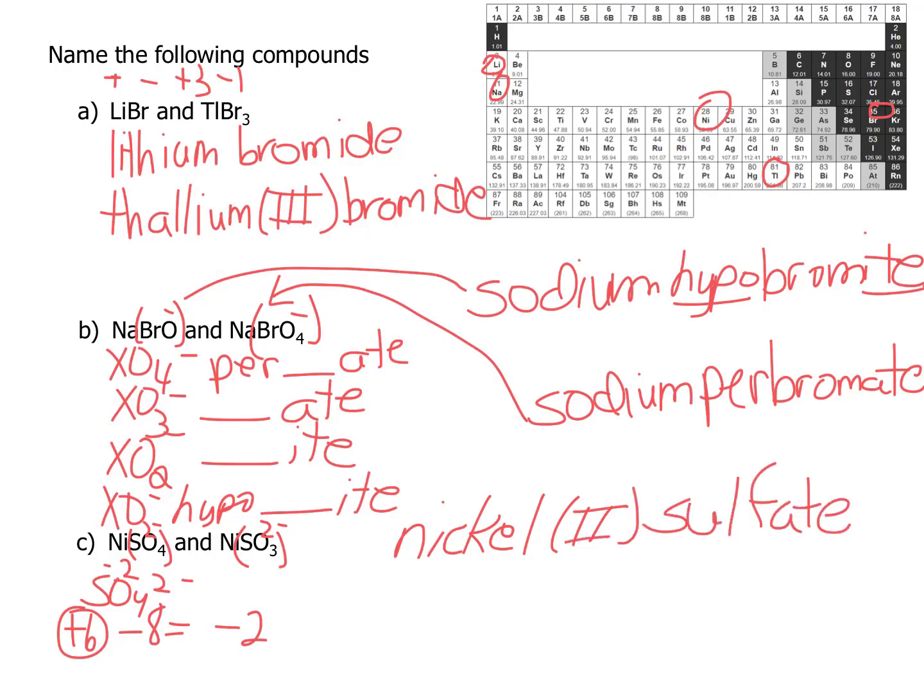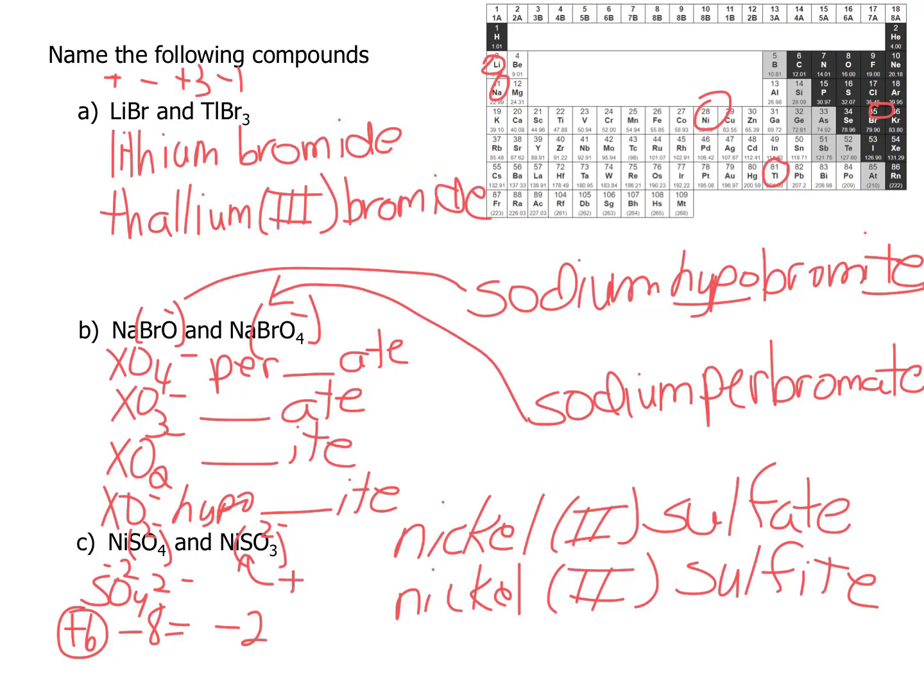I'm sure you can guess that the other one is going to be nickel(II) sulfite, and that is because it has 1 less oxygen, so that means the sulfur's oxidation state is going to be +4 instead of +6. And that is how you would name these ionic compounds.